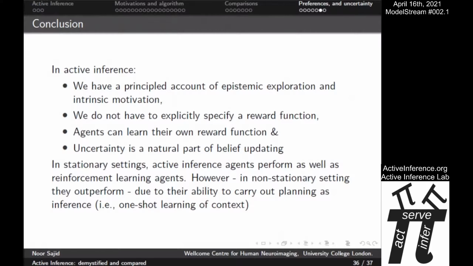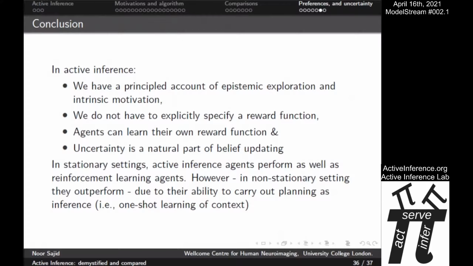And lastly, because of this Bayesian belief-based setting, uncertainty is a natural part of the belief updating. So within stationary settings, active inference agents perform as well as reinforcement learning agents. However, in non-stationary settings, they outperform due to their ability to carry out this planning as inference.